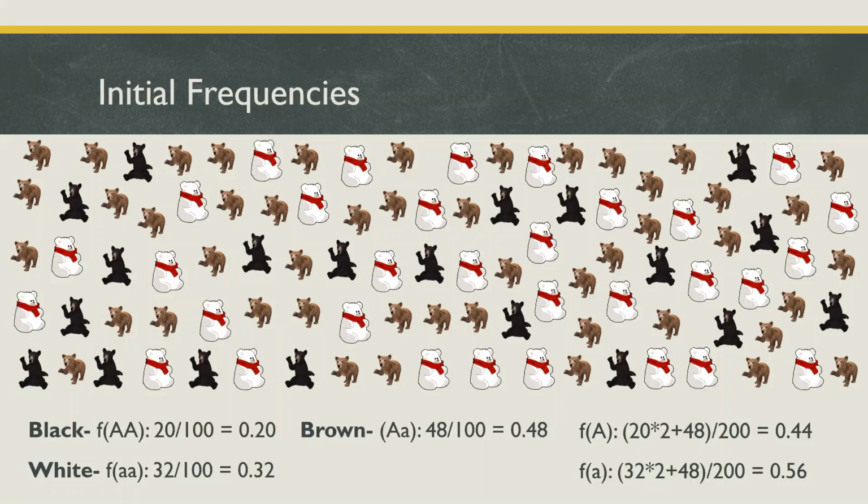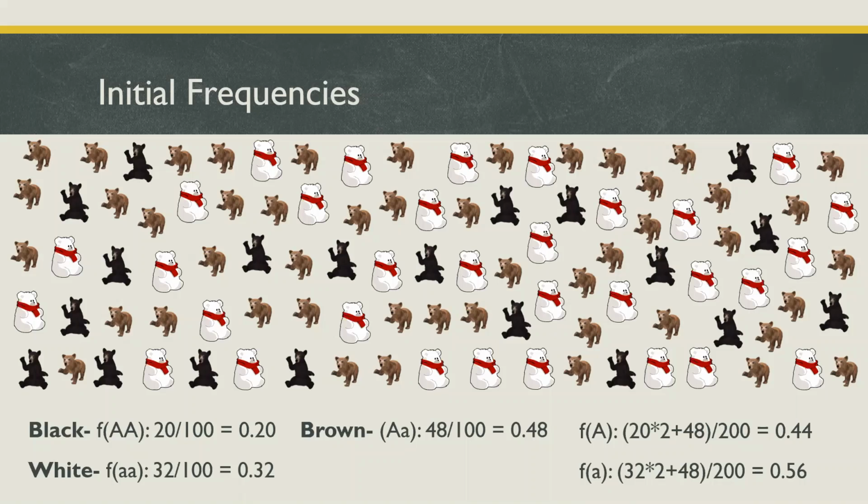So for homozygous dominant, I got 20 out of 100. For heterozygous, I got 48 out of 100. And for homozygous recessive, I got 32 out of 100. We can also figure out the frequencies of our big A and little a alleles. We have 20 individuals with 2 big A's and 48 individuals with 1 big A. Then we have 32 individuals with 2 little a's and 48 individuals with 1 little a. We end up with a frequency of 0.44 for our big A, or P, and a frequency of 0.56 for our little a, or Q.